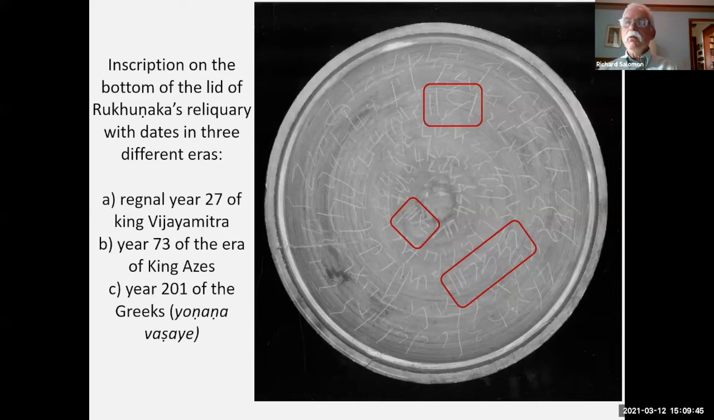So it turned out, well, when I published this, I proclaimed that it showed the proof that the year of the Greeks started in 185 BC. That was then corrected by Harry Falk and a collaborator to 174 BC. But at least I got it in the ballpark. Anyway, the point is this inscription, without ever intending to, solved some major historical problems for modern historians.